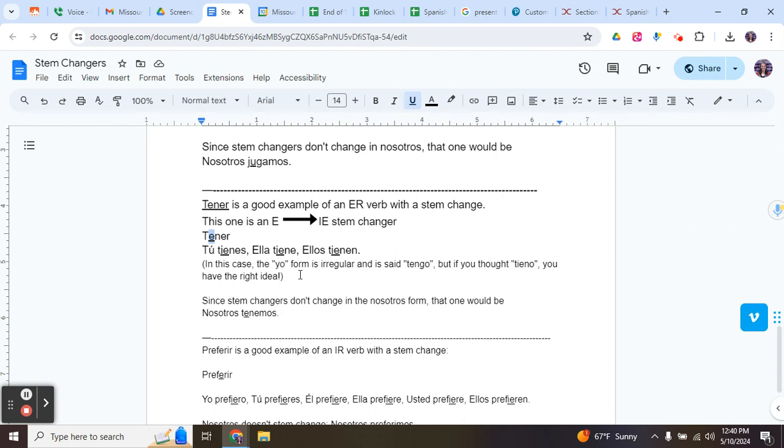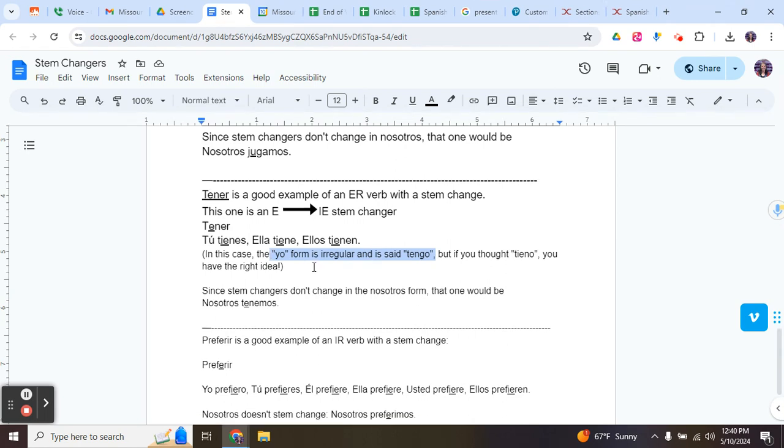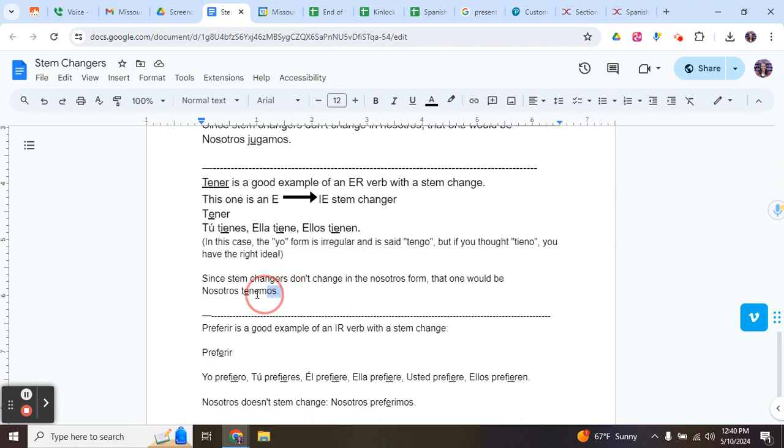Now, this particular verb happens to be irregular in the yo form, but if you said tieno, you're on the right track, except this one's irregular, so this time you'll say tengo. But if you thought in your head it should be yo tieno, you're thinking properly. That's the right way to think about it. I'm just letting you know this one's particularly irregular. And then again, for nosotros, we would go back to its original, tenemos.